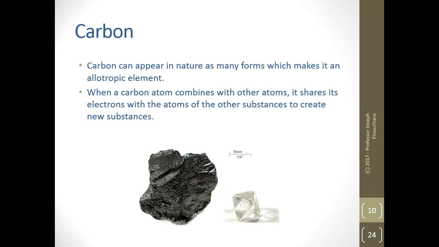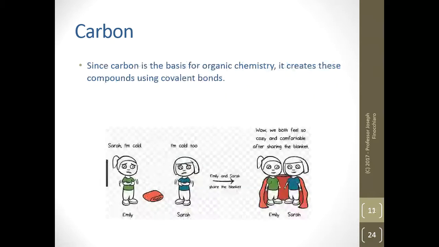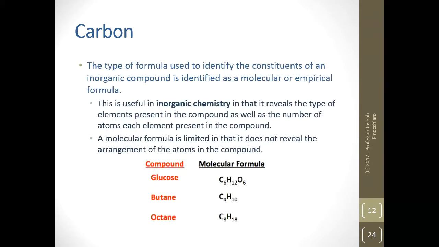Carbon appears in nature in as many forms. This makes it what's called an allotropic element. When a carbon atom combines with other atoms, it shares its electrons with the atoms of the other substances to create new substances. Since carbon is the basis for organic chemistry, it creates these compounds using covalent bonds. Okay, it shares the electrons, the valence electrons in its outer shell.